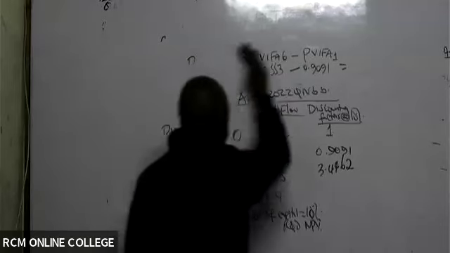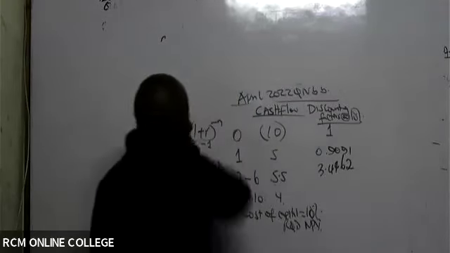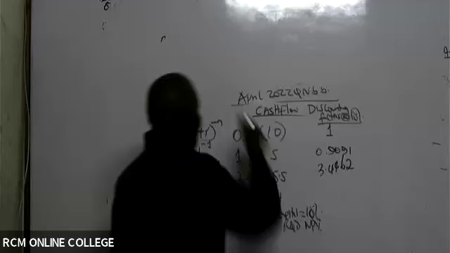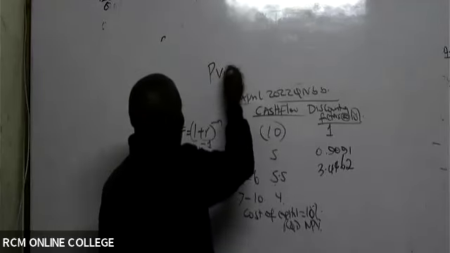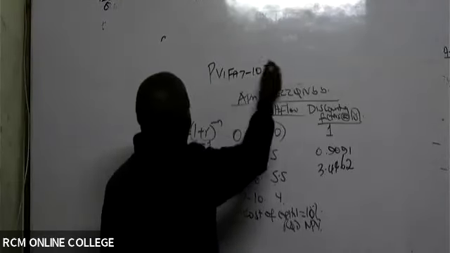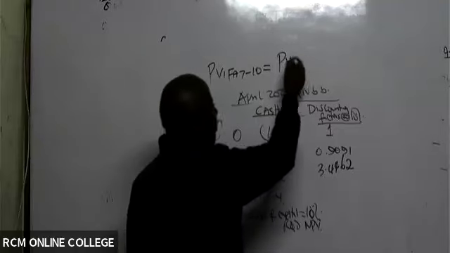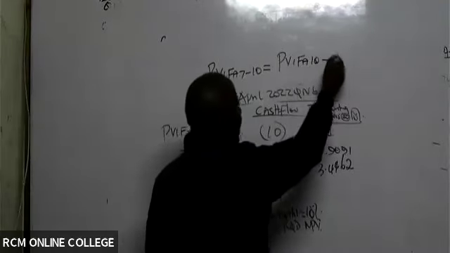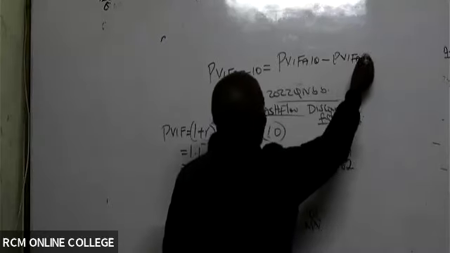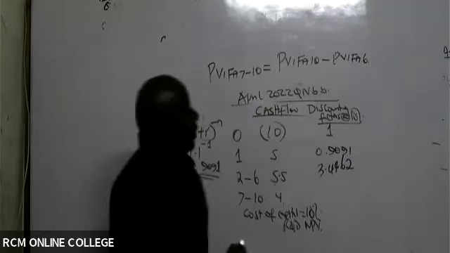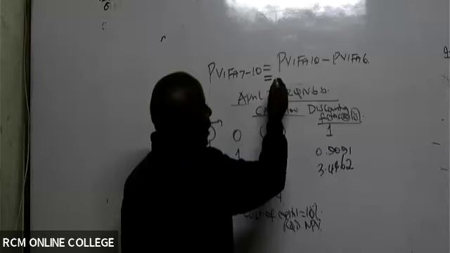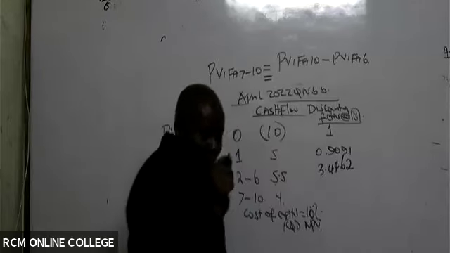PV for 7 to 10. Let me see the ninjas that will try. PV for 7 to 10. So this will be PV for who? 10 minus PV for who? 6. Which in this case here will be, are you able to see PV for 10 on your tables?